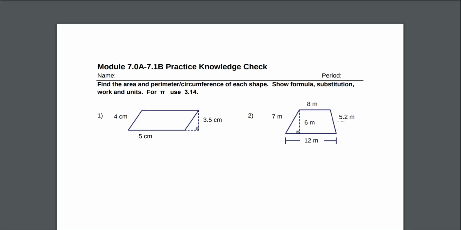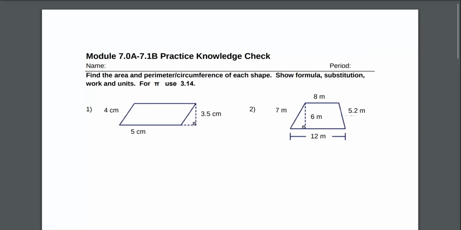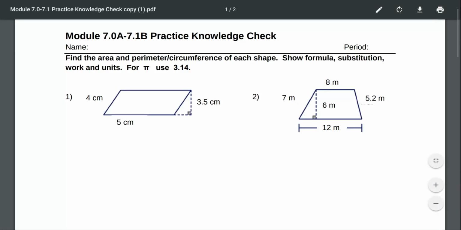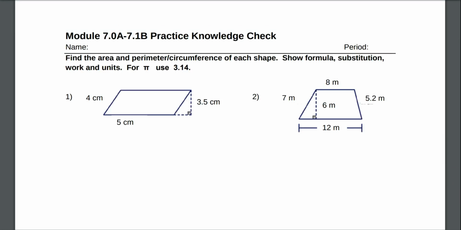This video will go over the 7.0A and Section 7.1B practice knowledge check. For each of these shapes, you want to find the area and the perimeter, or if it's a circle, the circumference. Make sure to show the formula, the substitution, your work, and the units, and then use 3.14 for pi. So in number 1, you have a parallelogram.